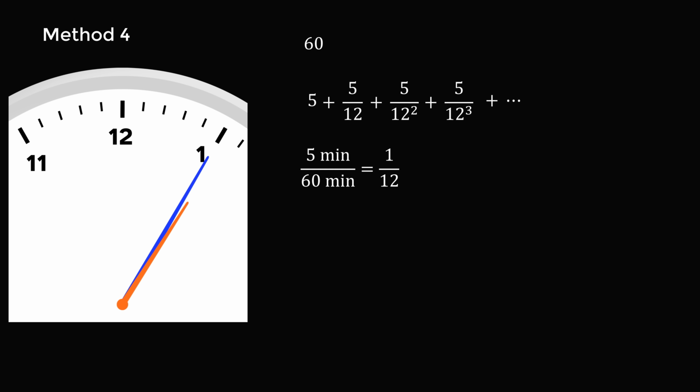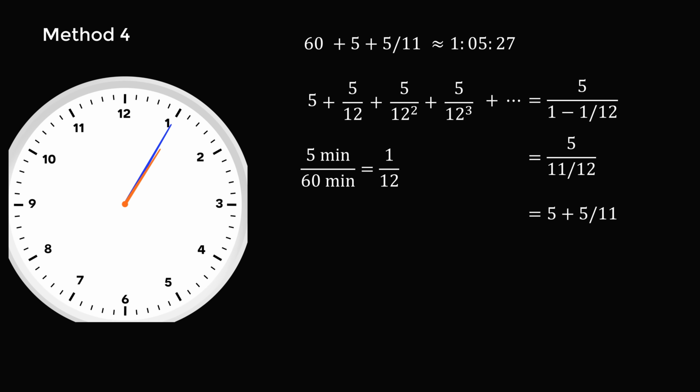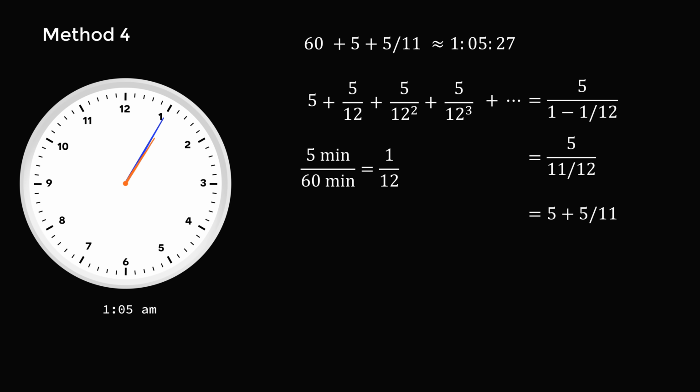What's the value of this infinite series? We have a first term of 5 and a common ratio of 1 over 12. So this is equal to 5 divided by 1 minus 1 over 12. This simplifies to be 5 divided by 11 over 12, which works out to be 5 and 5 over 11 minutes. So we add this to the 60 originally, and we once again get that the overlap happens approximately every 1 hour, 5 minutes, and 27 seconds.